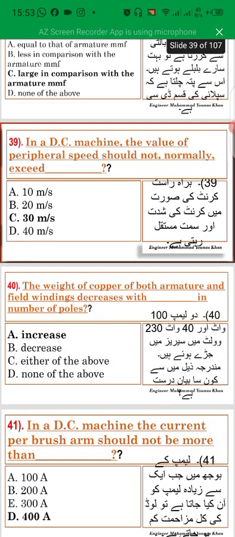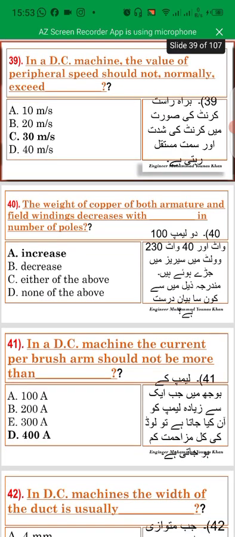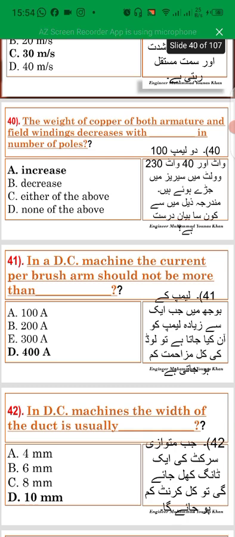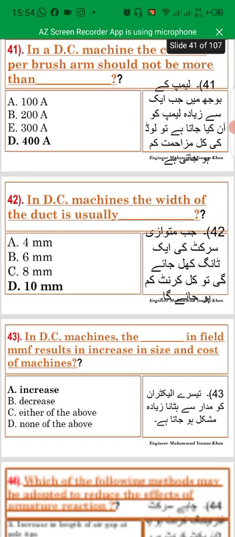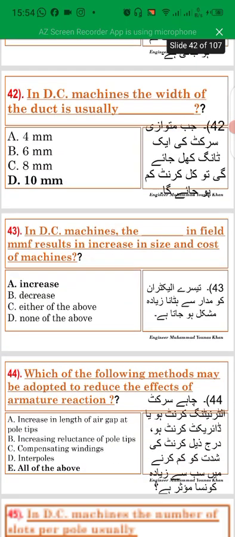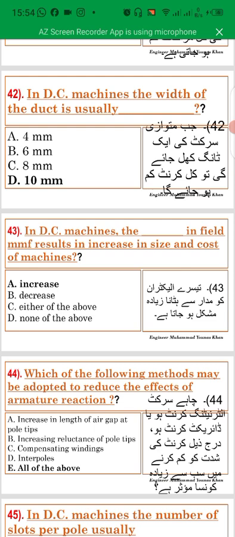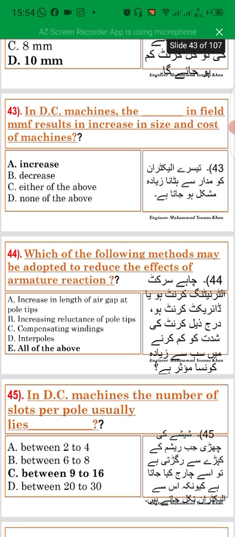In a DC machine, the value of peripheral speed should not normally exceed 30 meter per second. The weight of copper of both armature and field winding decreases with the increase in number of poles. In a DC machine, the current per brush arm should not be more than 30 ampere. In a DC machine, the width of the duct is usually 10 mm. In a DC machine, an increase in the field MMF results in increase in size and cost of the machine. The following methods may be adopted to reduce the effects of armature reaction: increase in length of air gap at pole tips, increasing reluctance of pole tips, compensating winding, interpole.